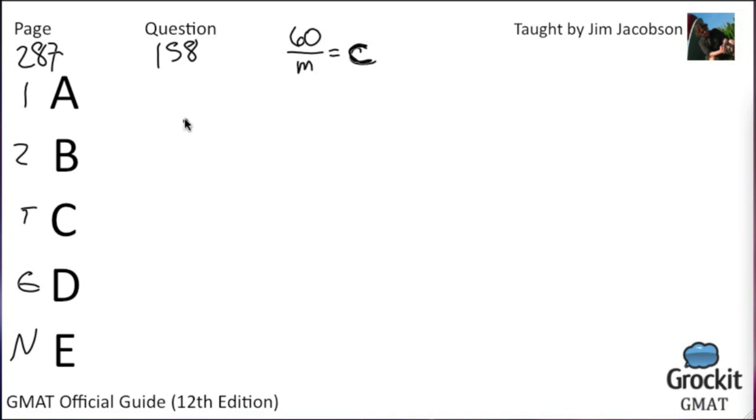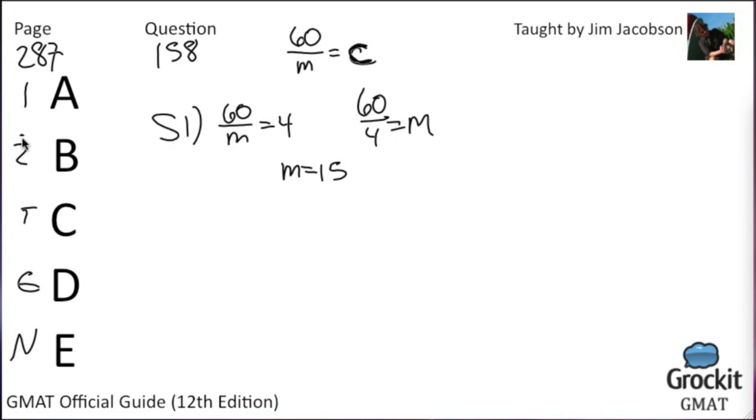Let's see what we get. Statement one tells us that each member's contribution is to be $4. And that's actually exactly what we were after. So we know that 60 divided by M equals 4, and so we can multiply both sides by M, divide both sides by 4. That's the same thing as 60 divided by 4 equals m, and so m equals 15. There are 15 members, so that is clearly sufficient. It's not answer choice B, C, or E. We now have a 50% chance of getting this question right just on the basis of figuring that one out.